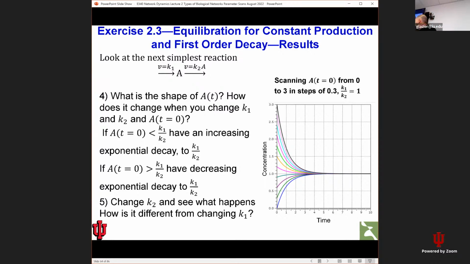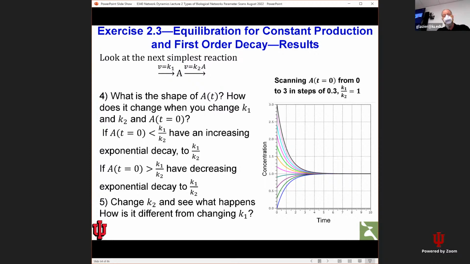That would be this picture here. I start at 0, it comes up and reaches my steady state. If I start with a lot of A, more than A star, my concentration will go down. Again, you'll notice that the time scale over which this happens is independent of the initial value of A. Because again, that time scale is controlled only by K2.